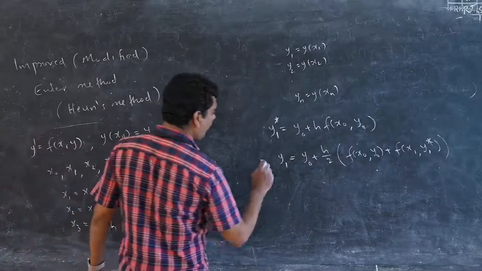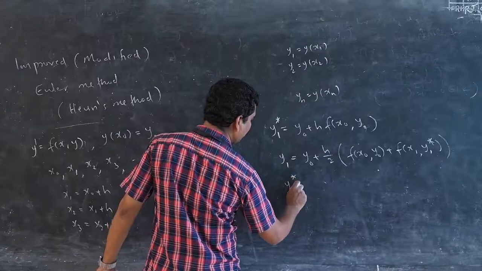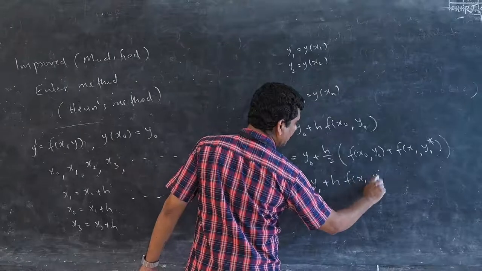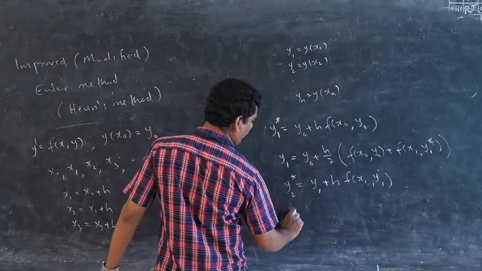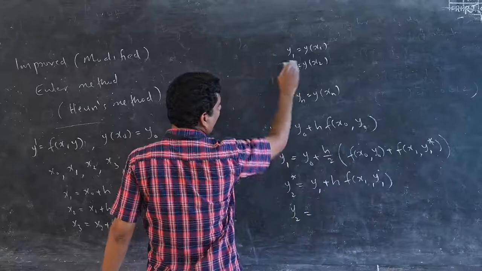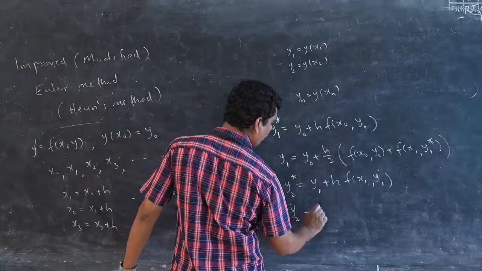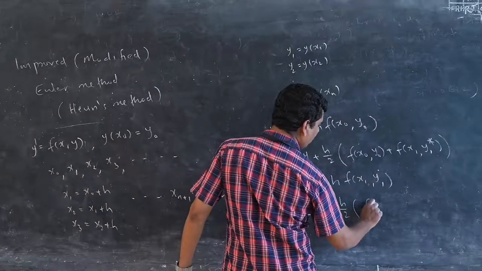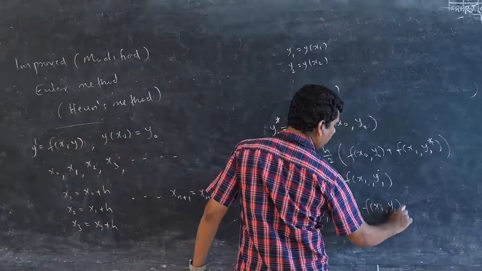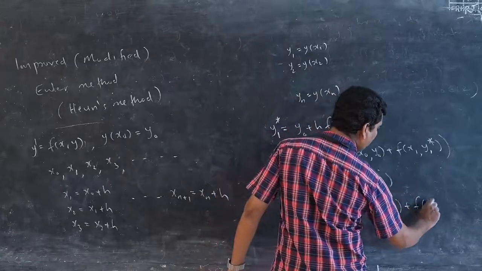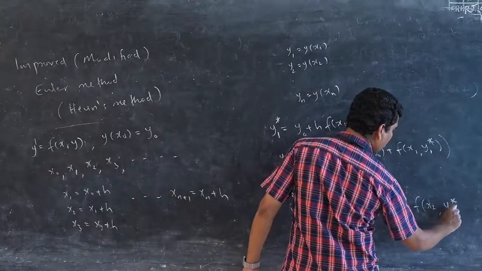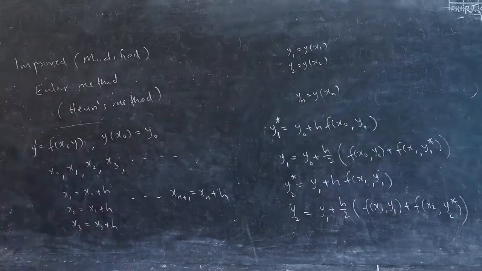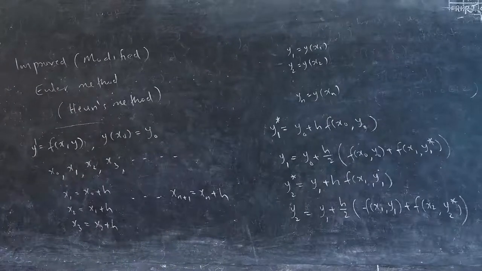Now y2 star is y1 plus h into f of x1 y1. Then y2, the value of y of x2, is equal to y1 plus h by 2 into f of x1 y1 plus f of x2 y2 star.